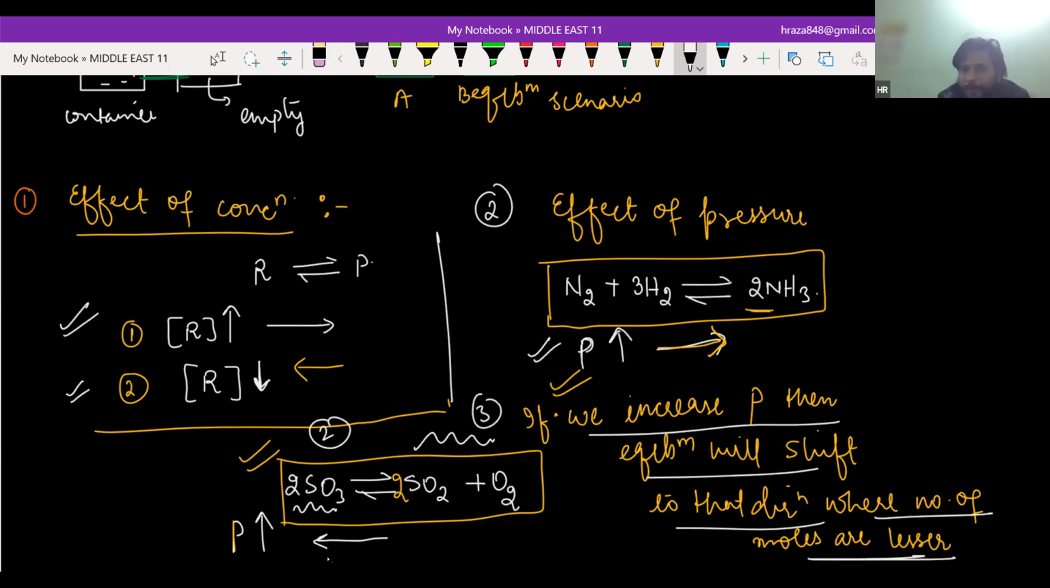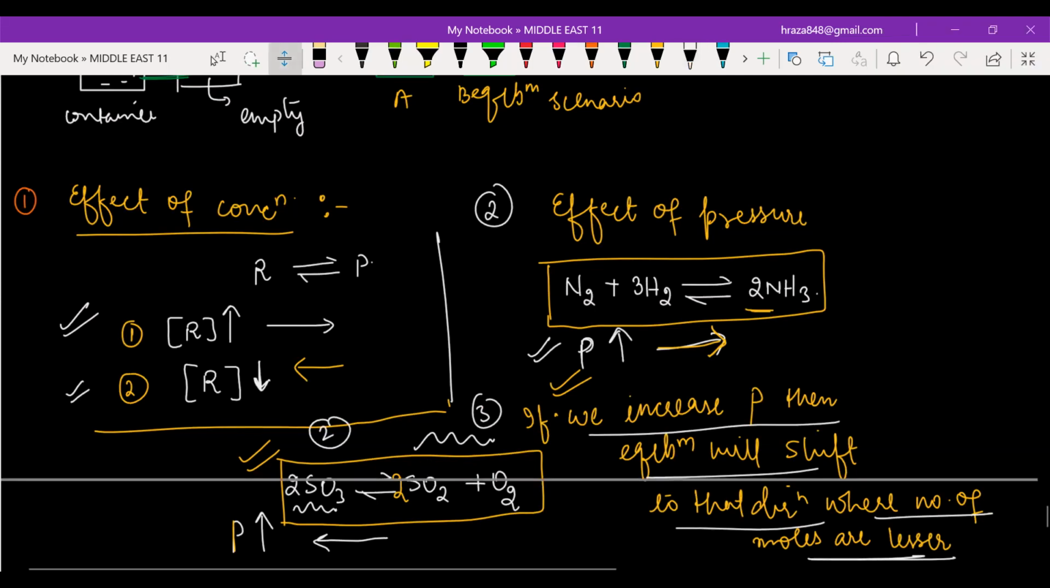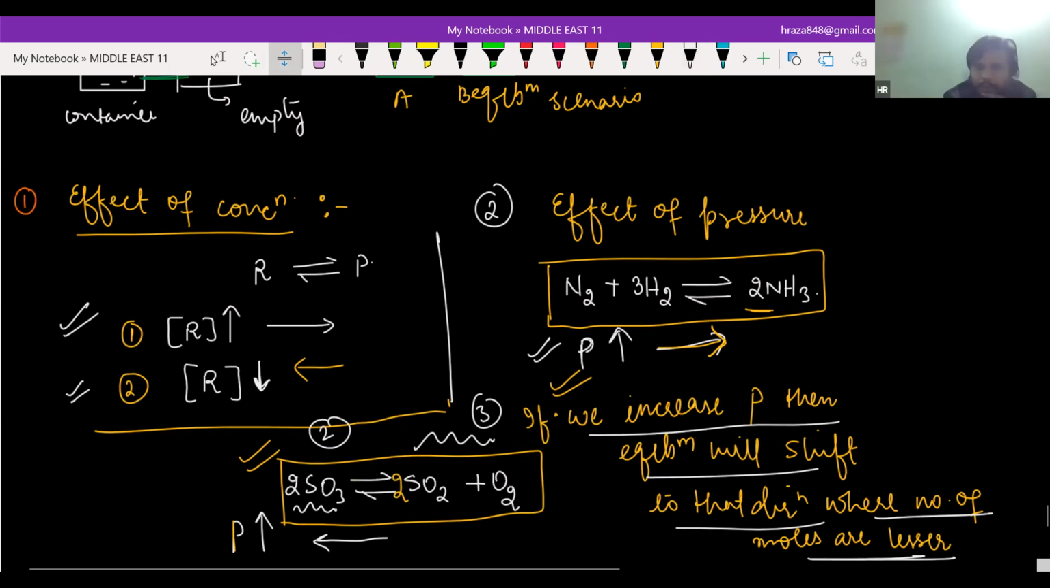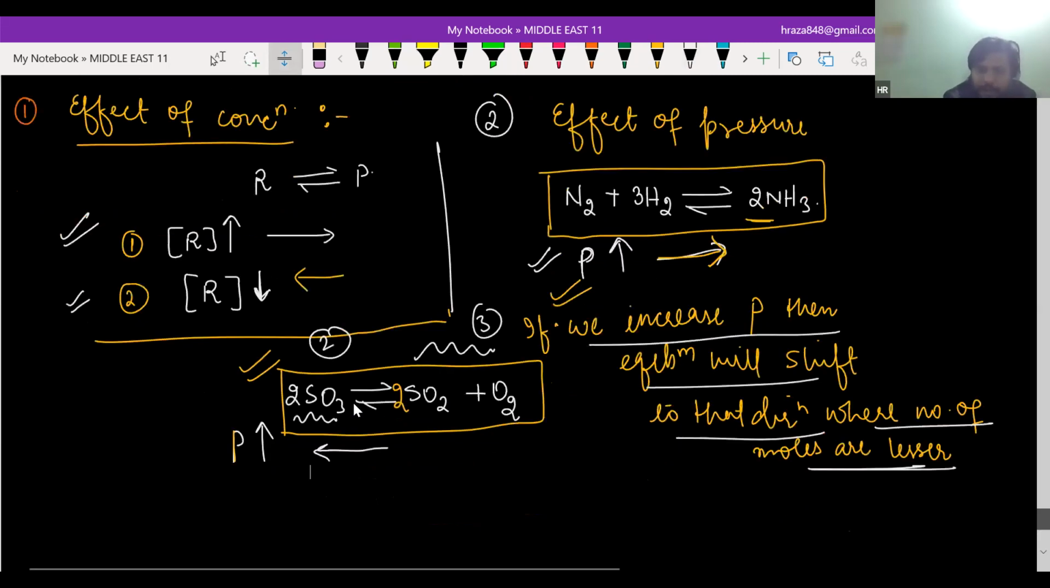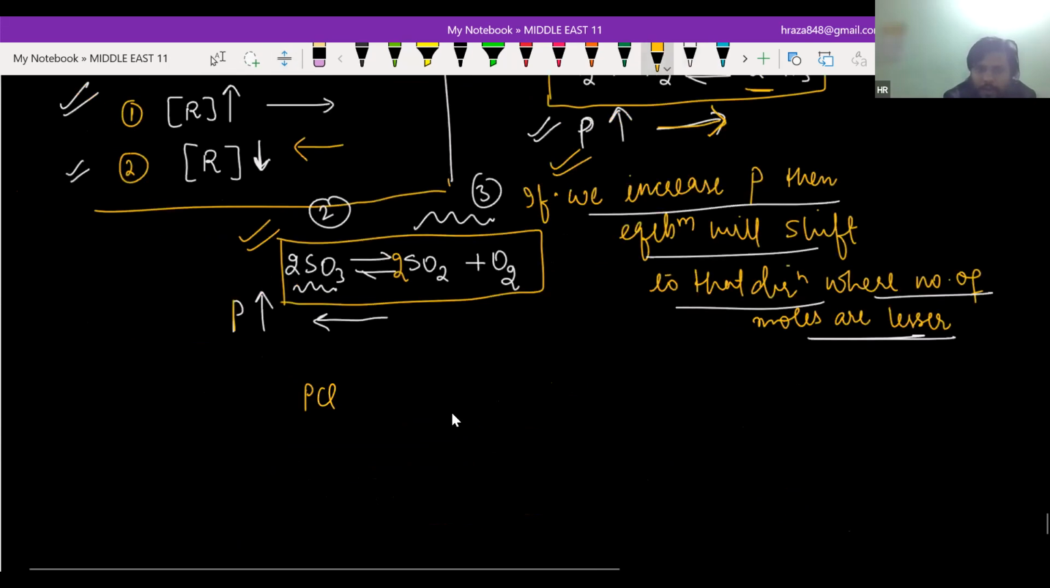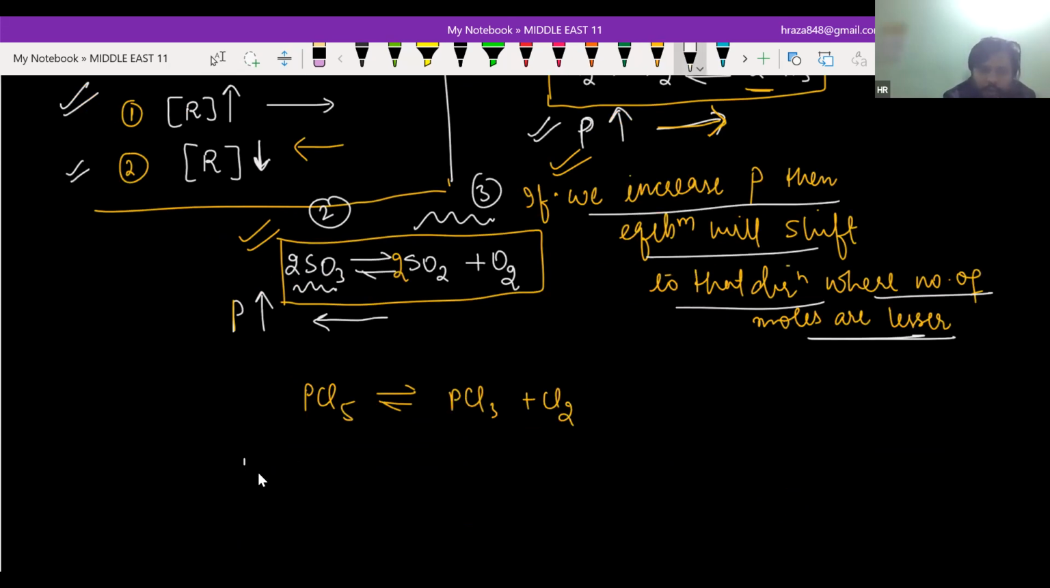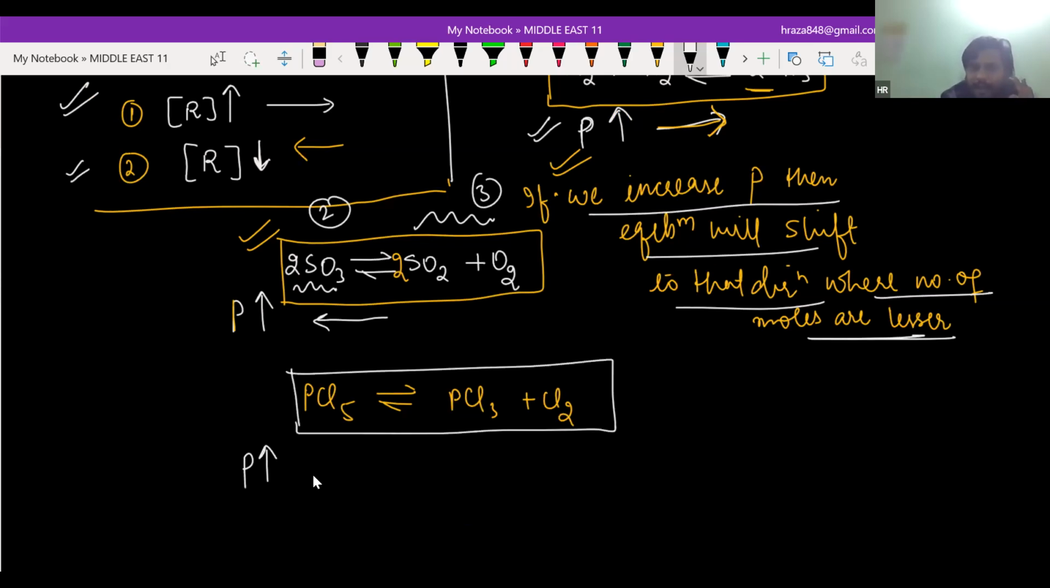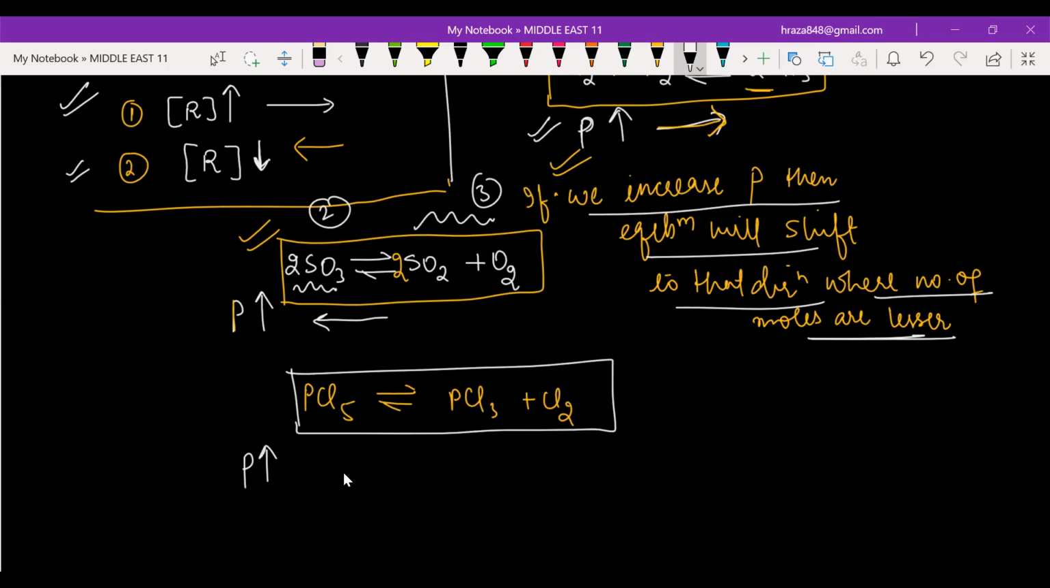Is that clear, everyone? Yes, sir. Okay, going for the next example. PCl5 is converting into PCl3 and Cl2. Now, if we are going to increase the pressure for this reaction, for this container, where will be the direction? Left to right or right to left? Fawaz, you answer me. Sir, right to left. Right to left. Very good, Fawaz.